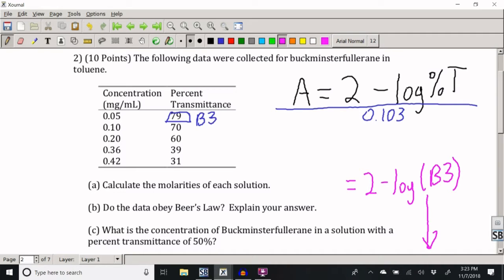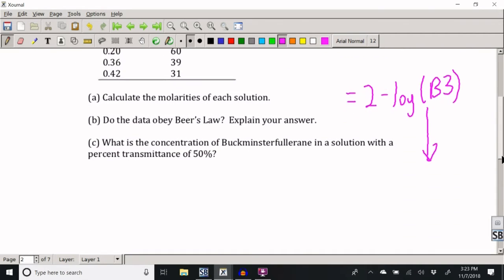And then you copy that down. And again, this number will change for each one. You can just get the absorbance that way. All right, now what else do we have to do with this problem? Okay, what do we want to plot on that graph?